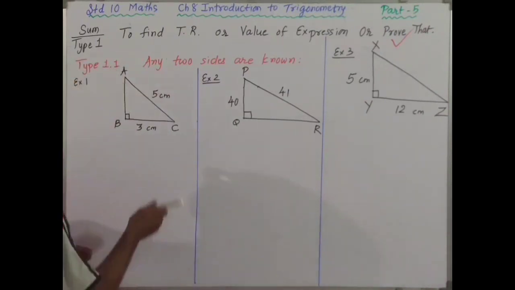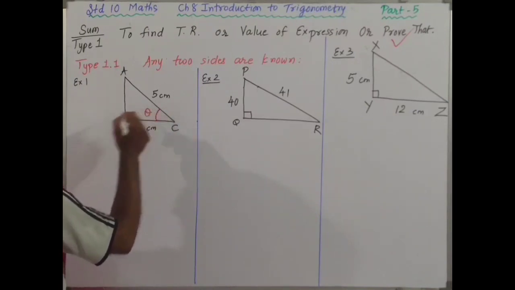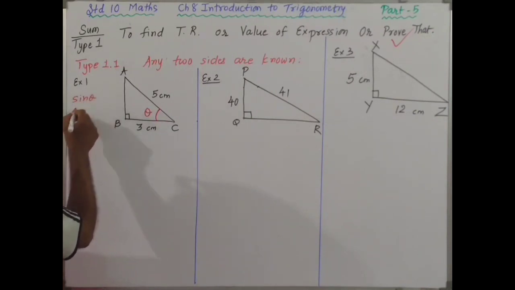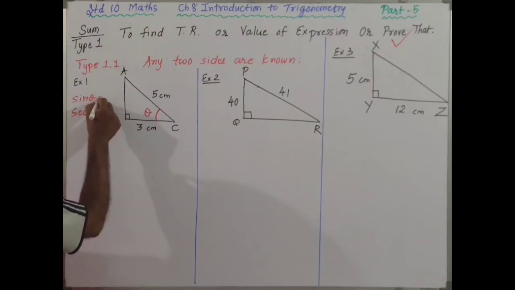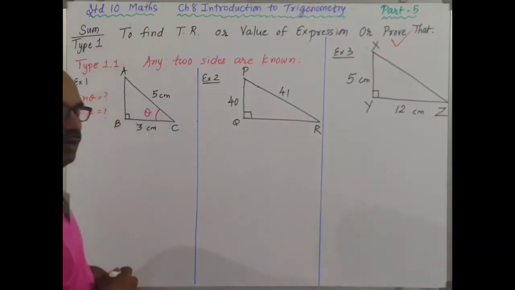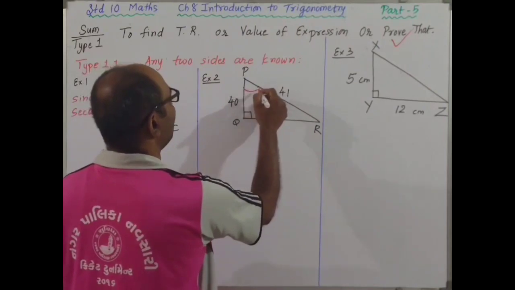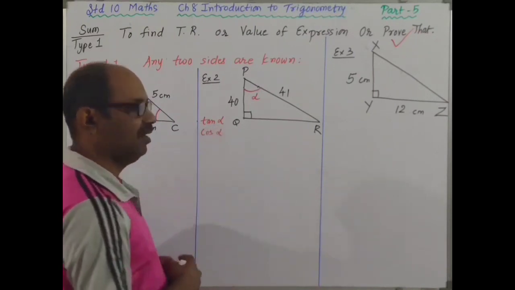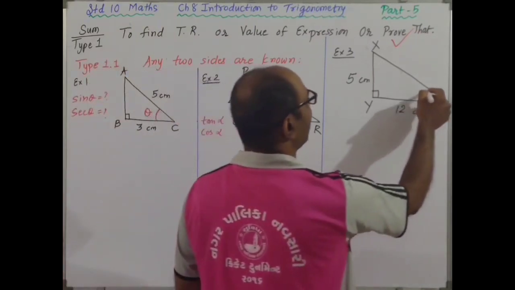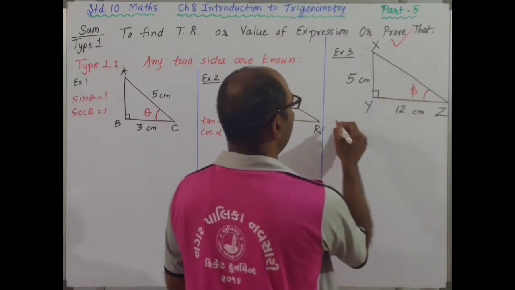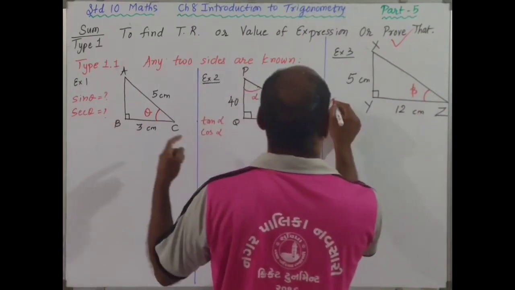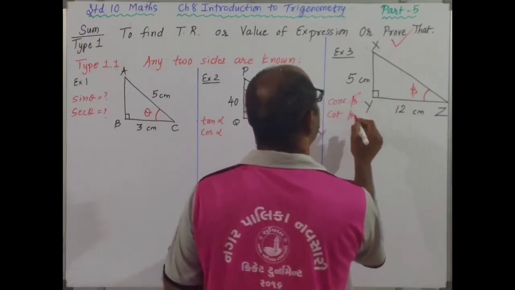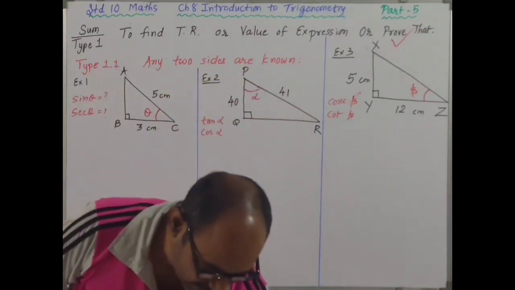Okay, I'll write here. Suppose this is theta, and you have to find sin theta and sec theta. These two values you have to find. Suppose this is alpha, and you have to find tan alpha and cos alpha. Here once again this is beta, and you have to find the remaining ones, cosec beta and cot beta. This is what you have to find. Okay, let's start.